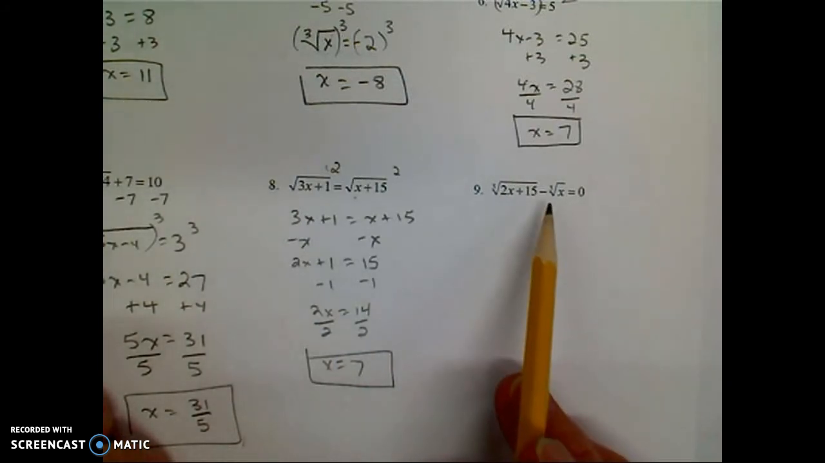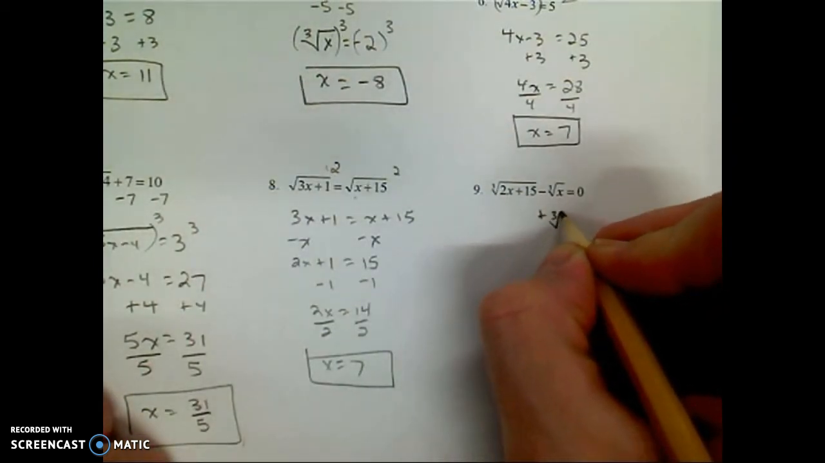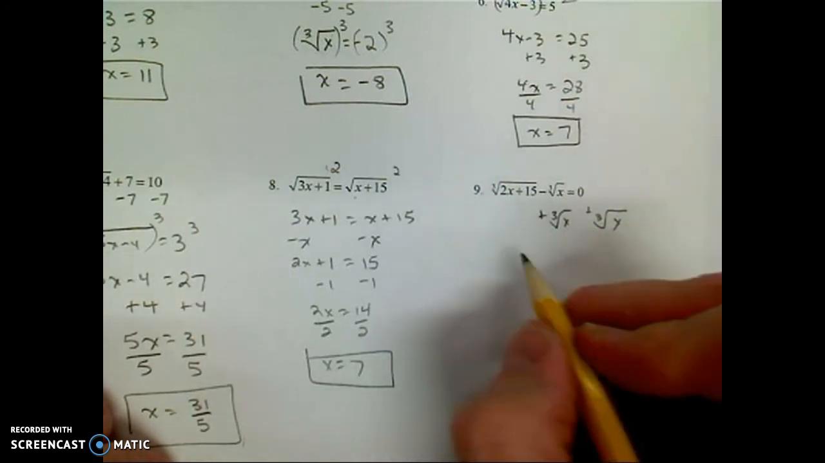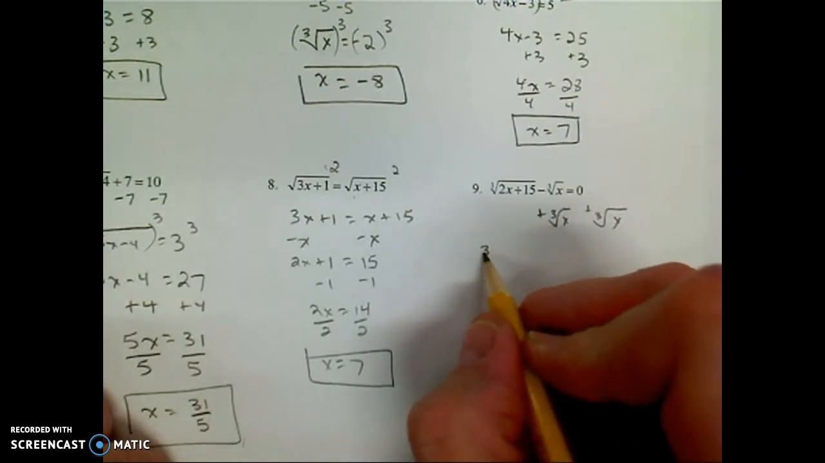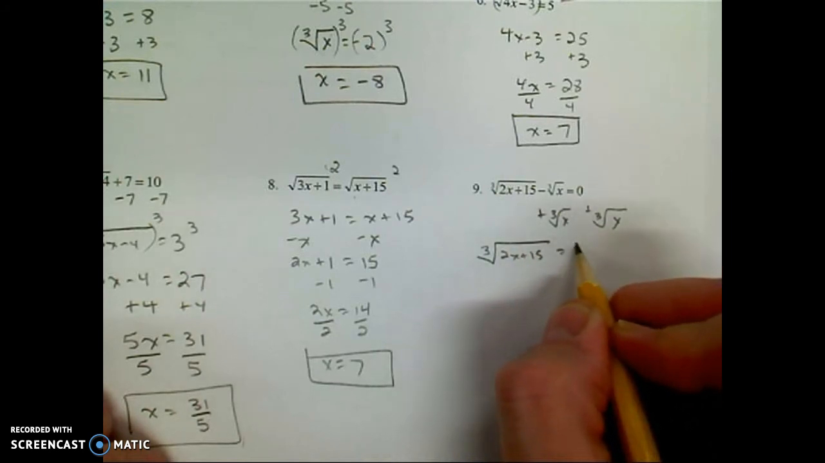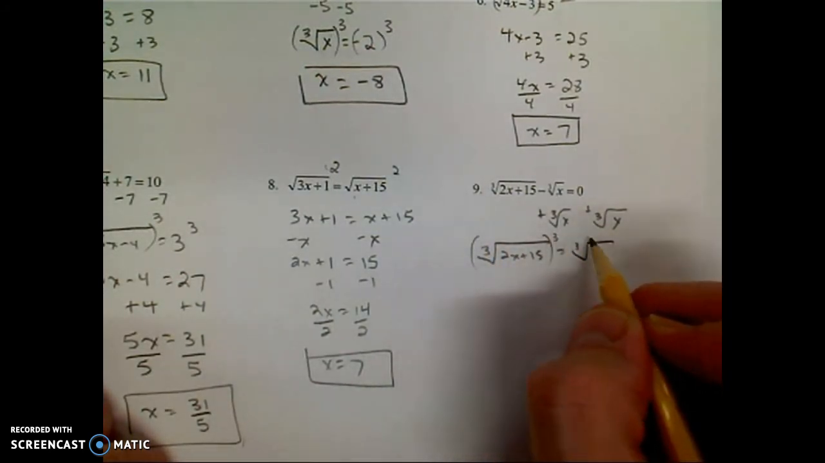Let's hold up for a second. If I add cube root x on both sides, now I have cube root 2x plus 15 equals cube root x. Now I can cube both sides.